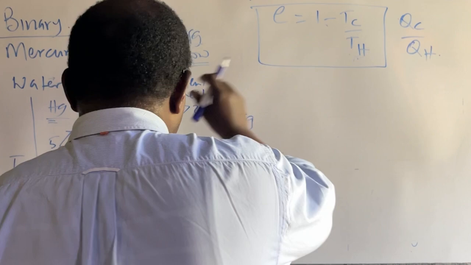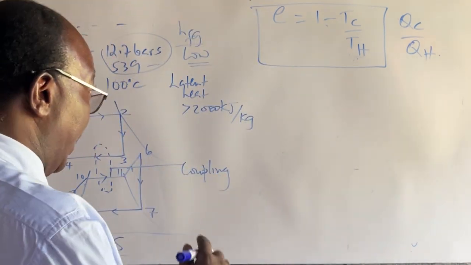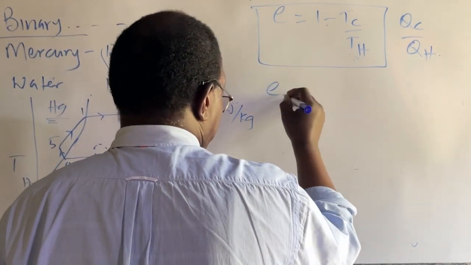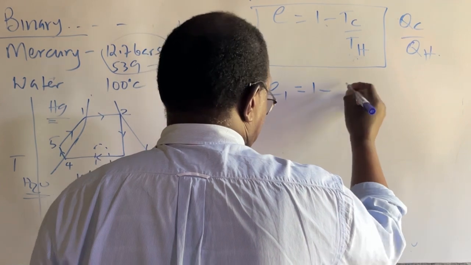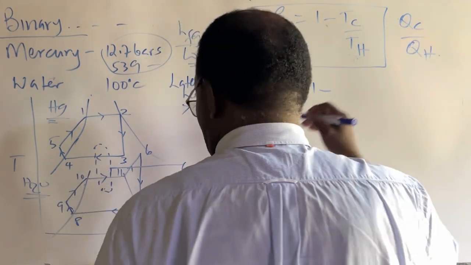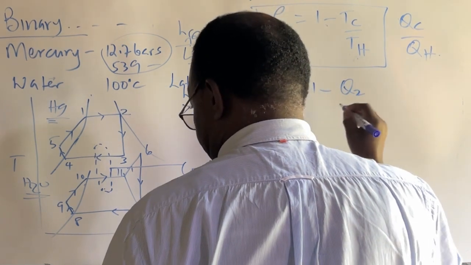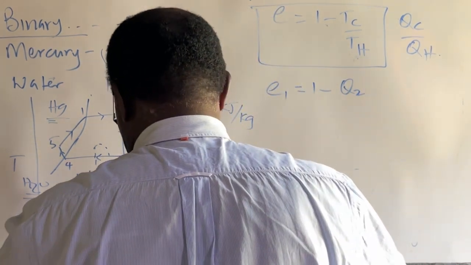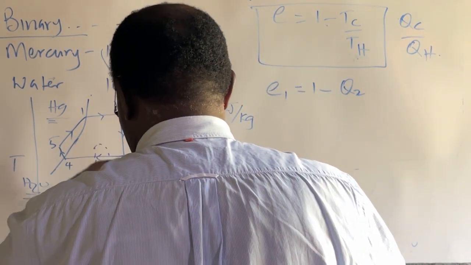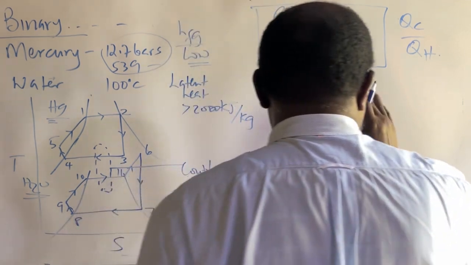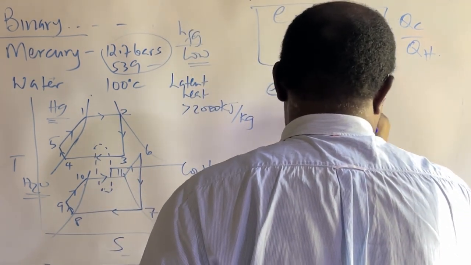Now, if we call for our first system, let us say for the first system, the efficiency is 1 minus Q2 over Q1.